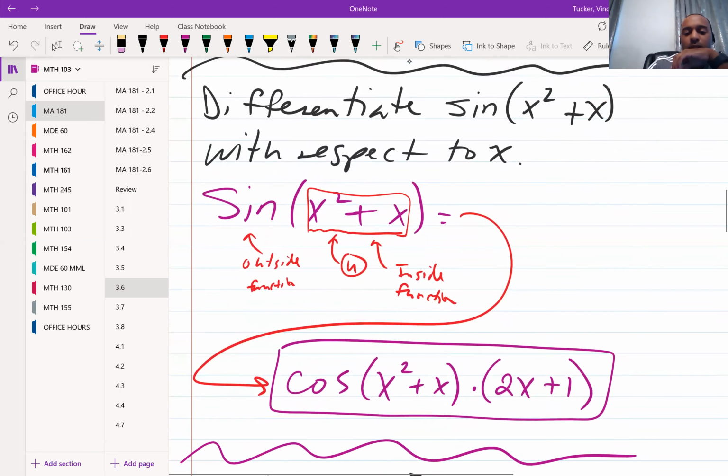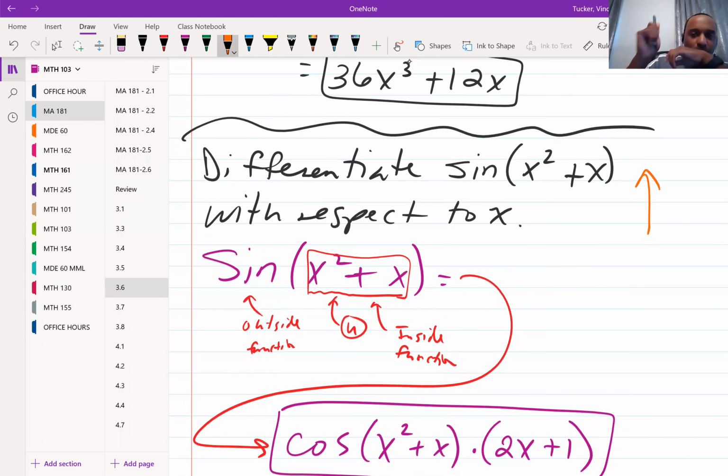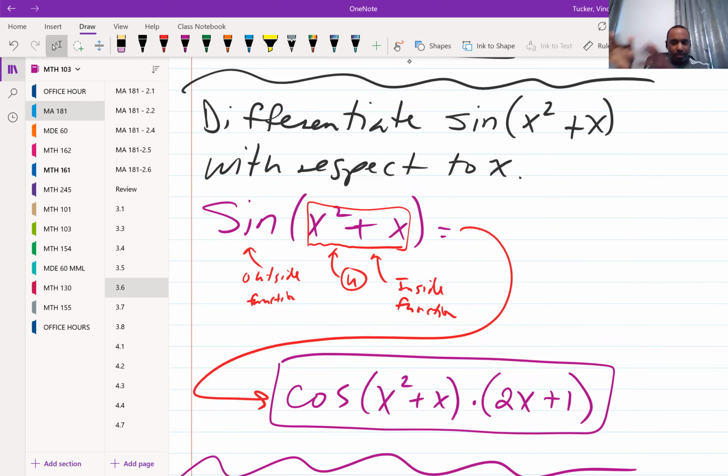Questions on what we did there? It's the same thing that we did up here in that first example from last class. It's just that we didn't write down every single step. That thought process is you take the derivative of the outside function and then the derivative of the inside function and multiply it.